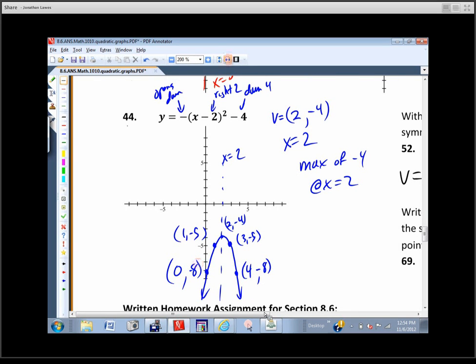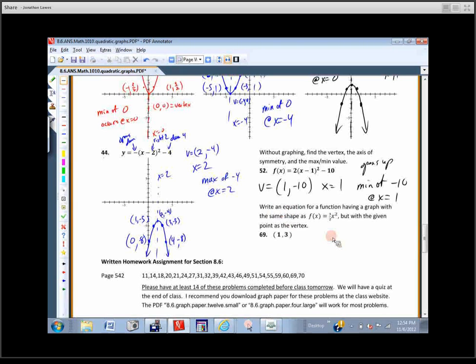Okay, last one I want to look at really quickly. It says, write an equation for a function having a graph with the same shape as 3/2 x squared, but with the given point as the vertex. So this one has a vertex at 0, 0, at the origin, right? How would we make this graph move over 1 to the right and then up 3? Don't say anything out loud, just write it down.